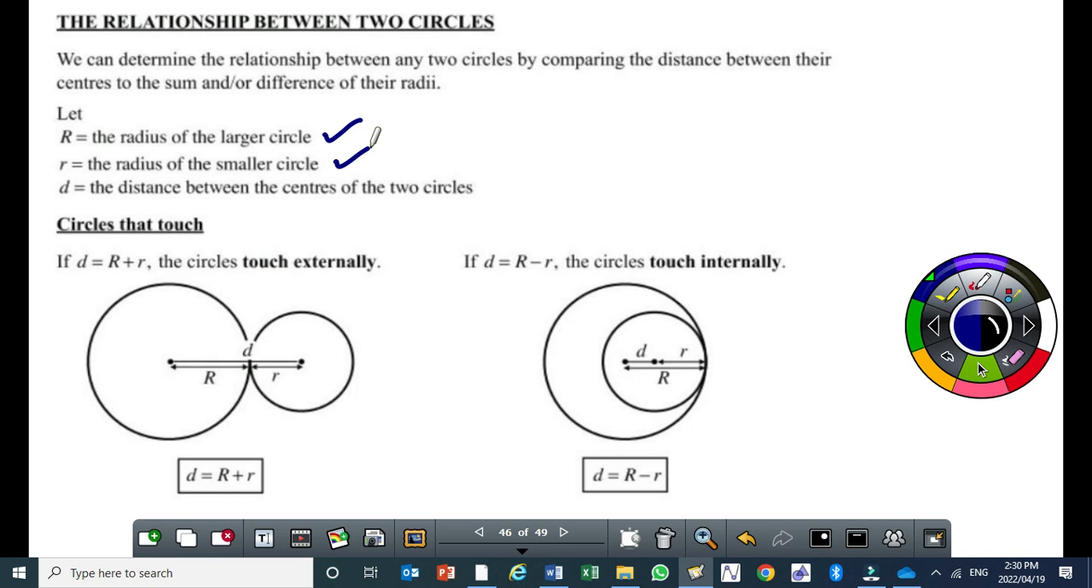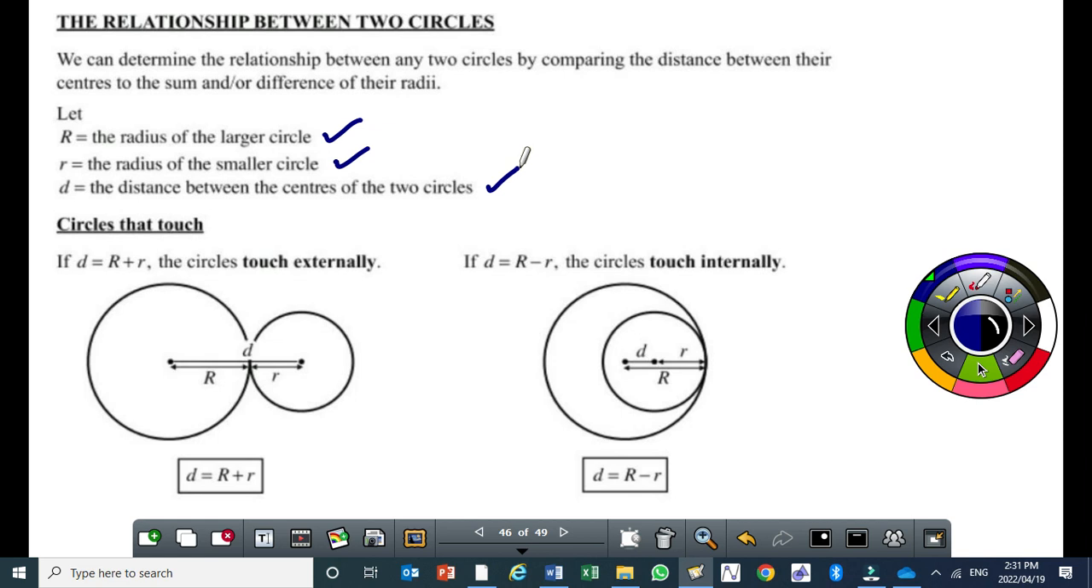Then you may also need to determine the distance between the two centers of those circles, and you can represent that distance by a small letter d. So the small letter d is the distance between the two centers of the circles. Like in this diagram, you have the radius of the large circle and the radius of the smaller circle. The sum of the two radii will be equivalent to d.